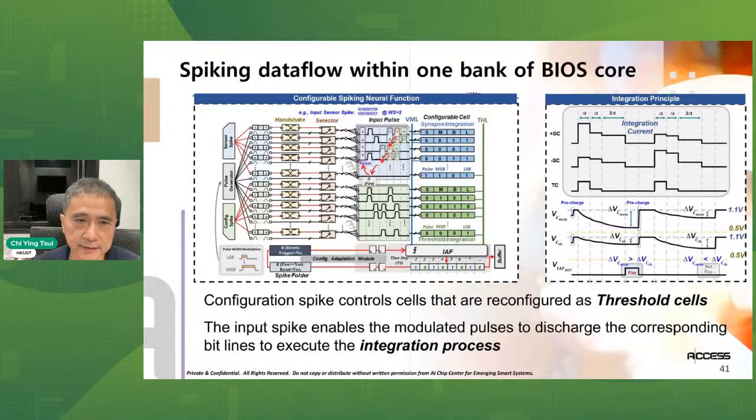This is a more detailed view of the spiking data flow for one bank. This is the input spike, 1 or 0, with data coming from the sensor. Together with the pulse generator, with handshaking, it generates different pulse signals that go into the configuration cells, which are used either as integration cells or threshold cells. After that, we compare the bit line and the threshold line. If the accumulation line is smaller than the threshold line, the comparator will generate a pulse, firing the output spike, which goes to the next stage.